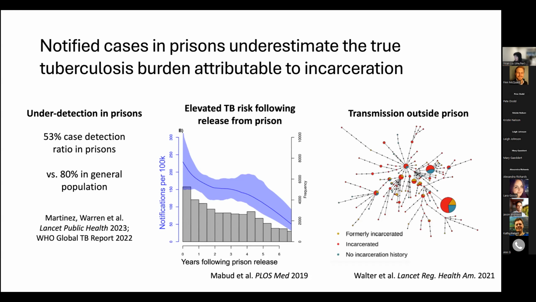And then finally, we know from several genomic epidemiologic studies that have been conducted within Latin American countries, as well as in Eastern Europe and elsewhere, that the genomic strains of TB isolated from patients with and without incarceration history are highly related. So certainly there's the risk of onward transmission following outbreaks that occur in prisons.